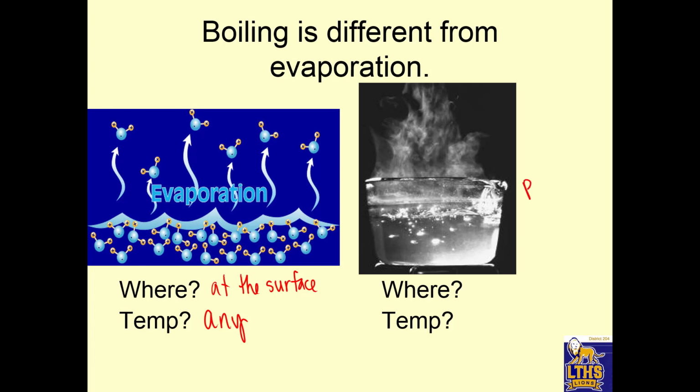Boiling happens anywhere in a liquid. So you can have liquid molecules down here that turn into a gas. And so then what are you going to see? You're going to see bubbles, and those bubbles are going to escape. And what's in that bubble is a gas. The temperature is the boiling point temperature of the substance.